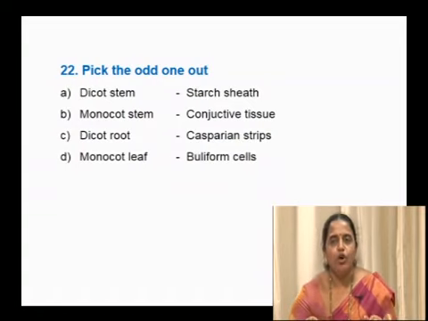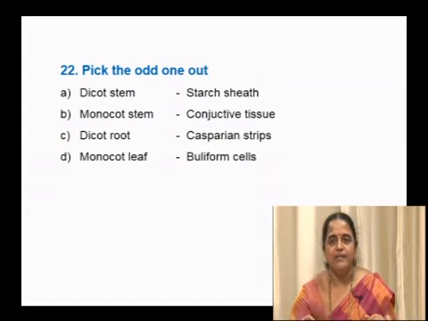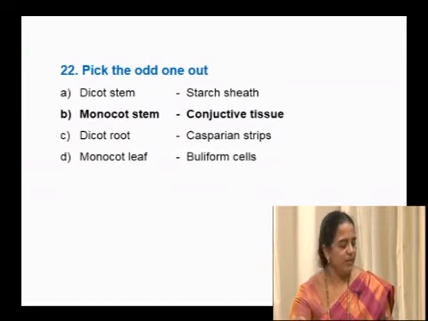If you look at the two columns, dicot stem, monocot stem, dicot root, monocot leaf. Monocot leaf with bulliform cells, dicot root with Casparian strips in the endodermal region, monocot stem with conjunctive tissue to store water and food, dicot stem with starch sheath. These are the columns given. Here the odd one is conjunctive tissue, which is a water transporting or storing tissue. It is not found in the stem, it is in the root. So, the odd pair is monocot stem and conjunctive tissue.